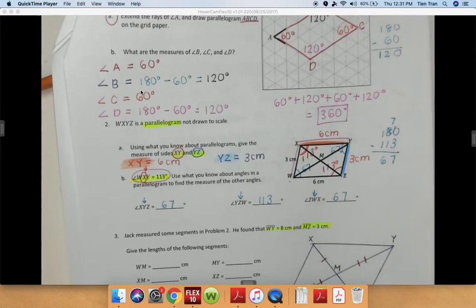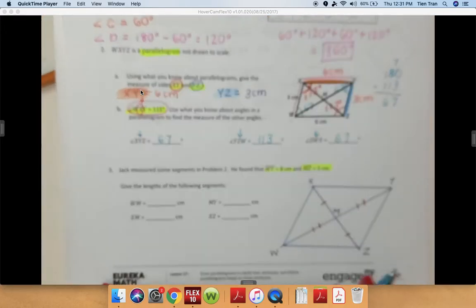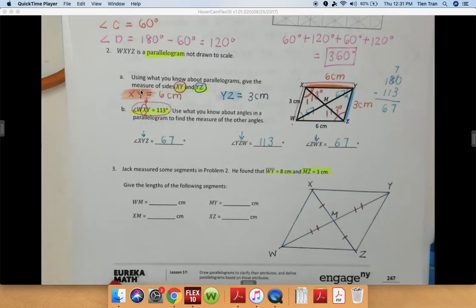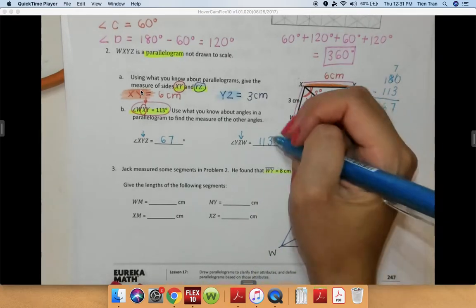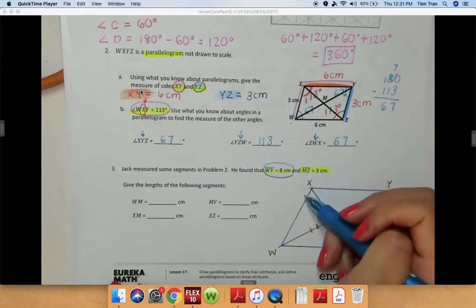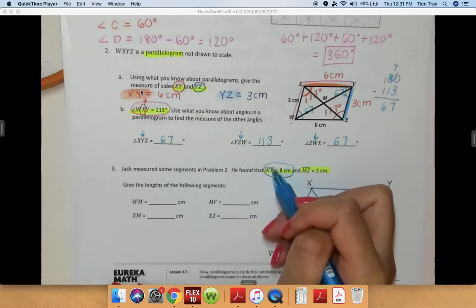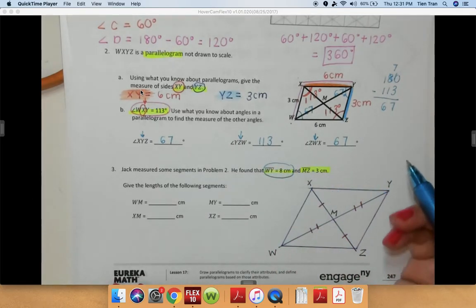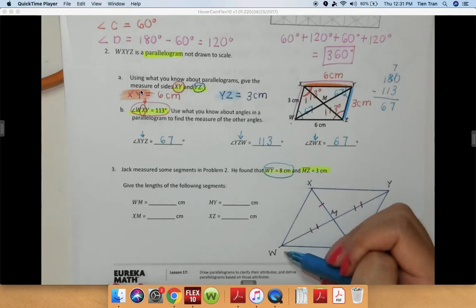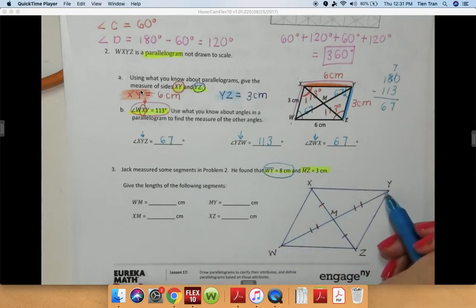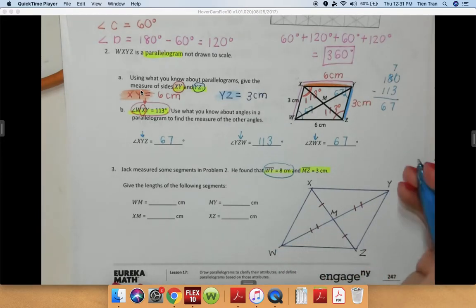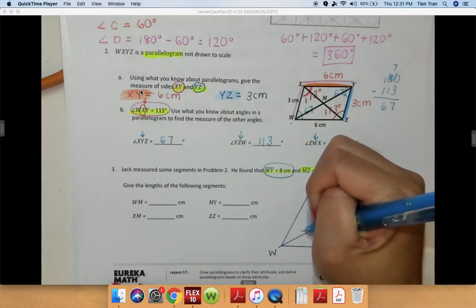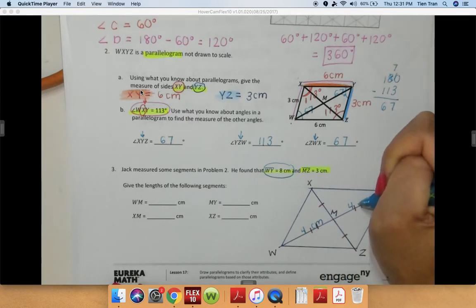Okay, now I'm going to move on to problem 3. I need to move my ruler. Problem 3 says right here, Jack measured some segments in problem 2. He found that WY, so they're giving me one measurement already. The line up here means the side WY. So this is the line I have right here, WY. So this whole line is equal to 8 centimeters. That means each side is 4 centimeters.